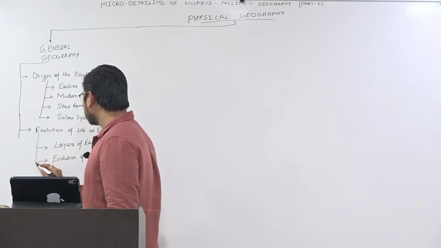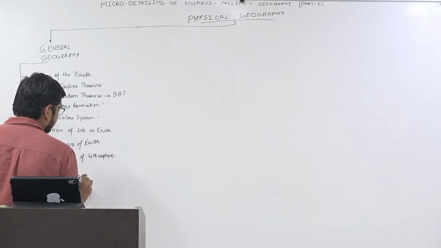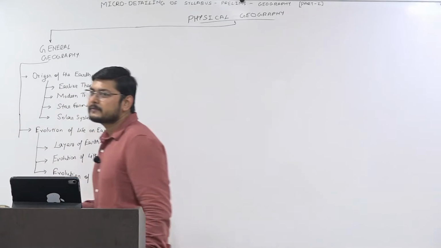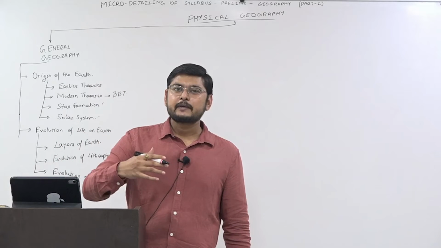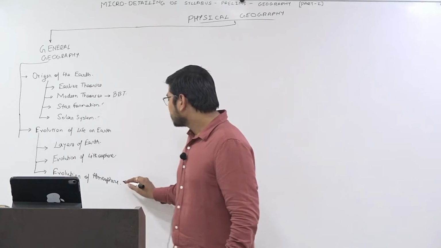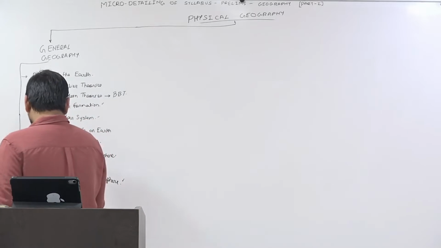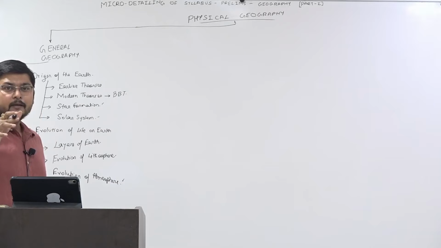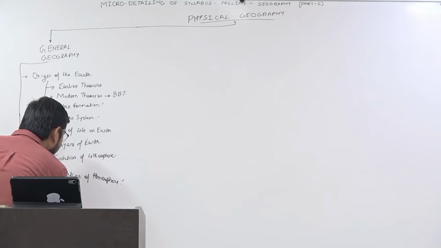Then how the evolution of atmosphere has taken place. Why the evolution of atmosphere has taken place, how the atmosphere has changed, what were the factors which resulted in the changing of atmosphere. So those will be covered in the part of evolution of atmosphere. Next, now that the atmosphere is formed, if we look at the earth, we have land, we have air, and we also have water. Therefore, evolution of hydrosphere.